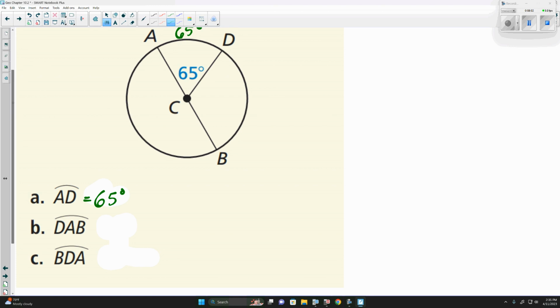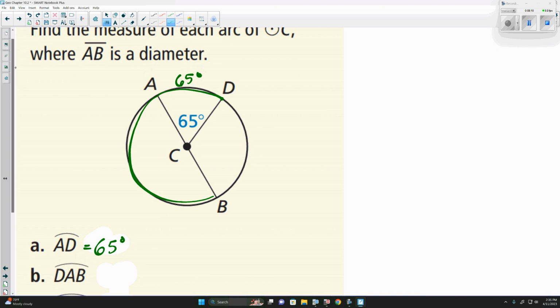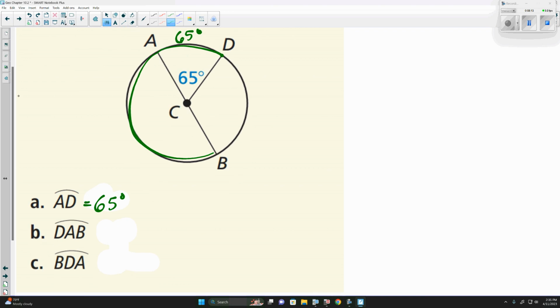DAB. Now they told us AB is the diameter, so from here to here, I can indeed say it is 180, yes? So would we subtract 180 and 65? Right, this time we would add. We take 180 and add 65, which is 245 degrees.